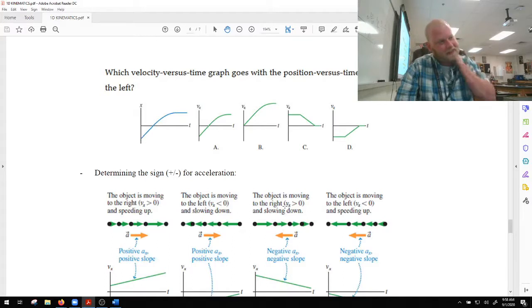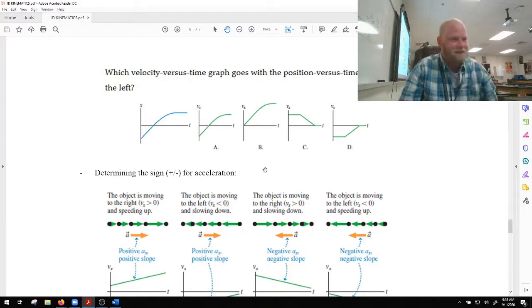All right, which velocity versus time graph goes with the position versus time graph on the left? So again, before even looking at your options, I would just trace through here and think about what's happening. So the object starts in the negative, and it moves towards origin, past origin, slows down and stops.